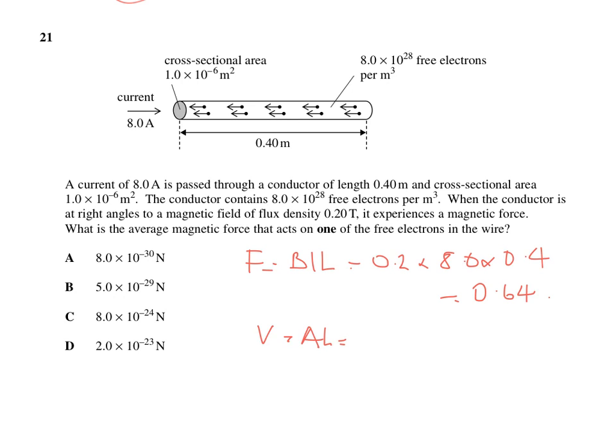So that's going to be 1.0 times 10 to the minus 6, which is the area, times 0.4, which is the length. So that's 4 times 10 to the minus 7 meters cubed. So the total number is that times the number per meter cubed, so 8 times 10 to the 28, which is 3.2 times 10 to the 22 electrons. 0.64 divided by that answer would give you 2 times 10 to the minus 23, so answer D.